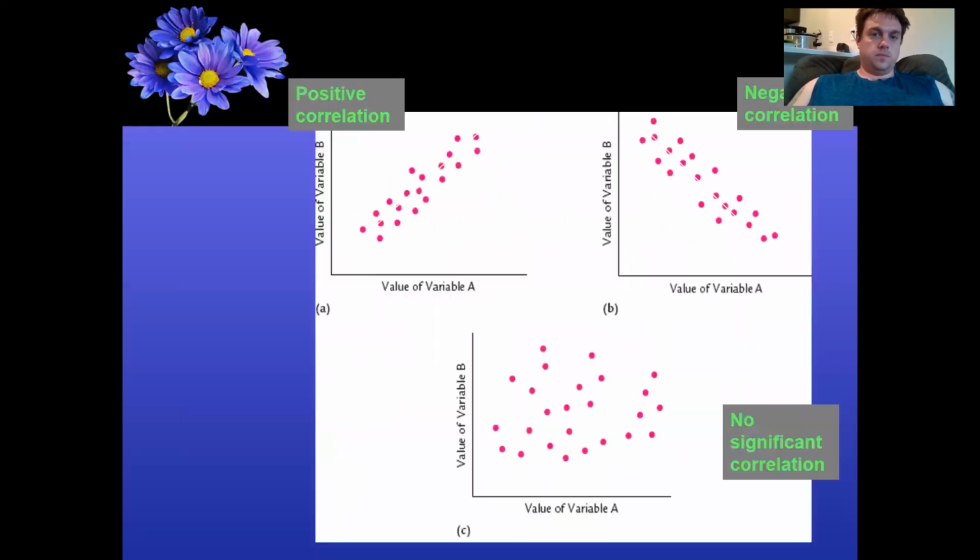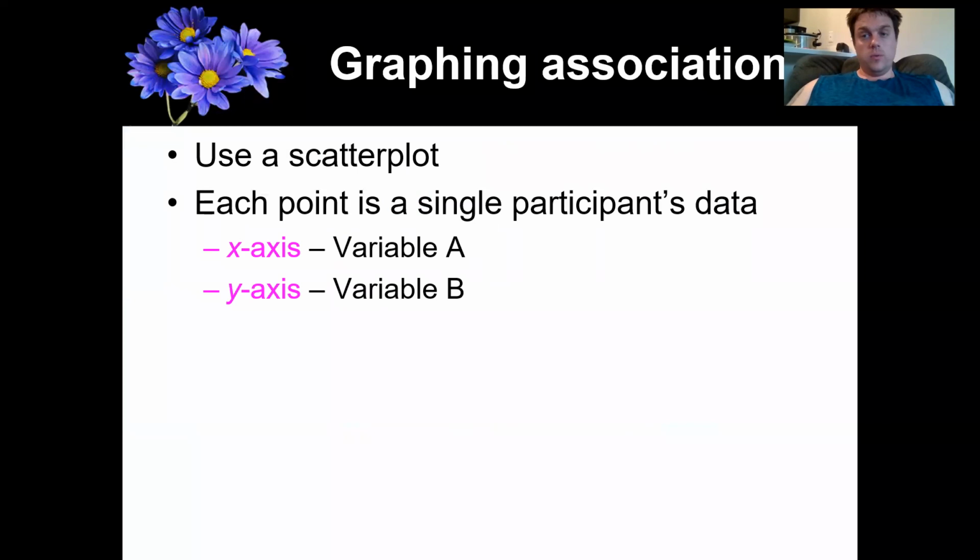So let's see. Typically when you want to plot a correlation, you'll use a scatter plot. When you do that, each point is going to be a single participant's data.